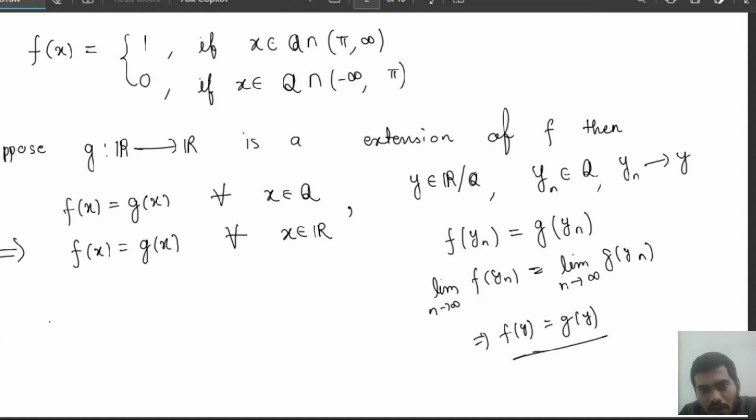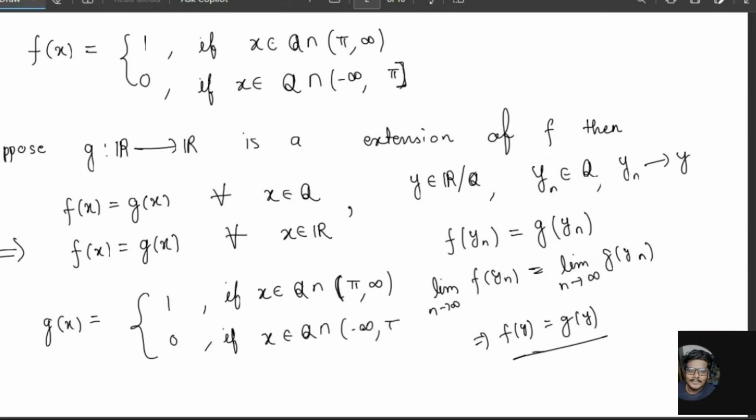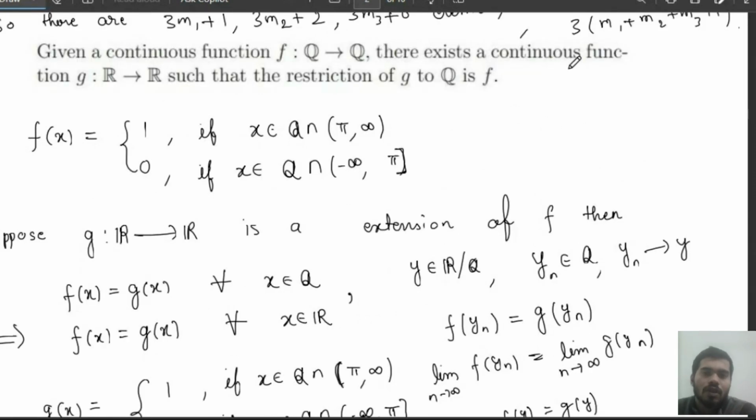Wait, let me define it on this one. So then g(x) will be defined like this, and of course such a g(x) is not continuous at pi. Right? Is it continuous at pi? No. So it is not continuous at pi. Hence we got a function which was continuous on Q, but no such extension was possible. Right? So it is false.